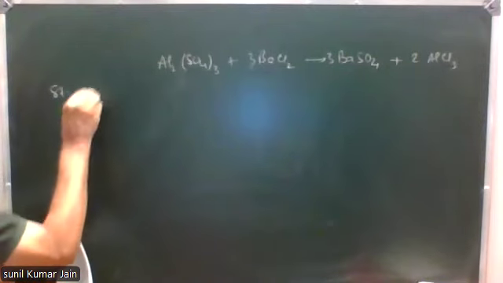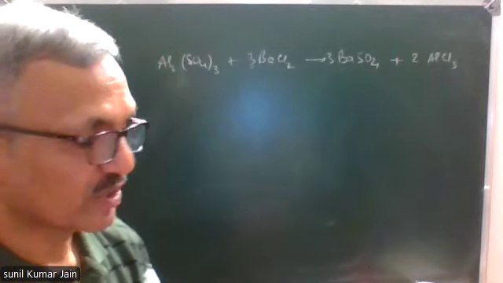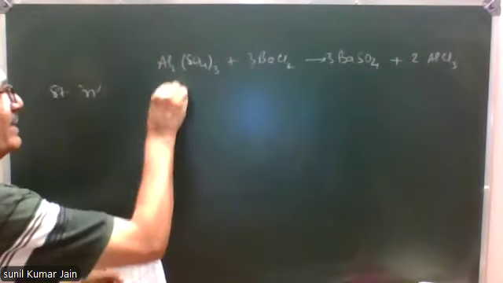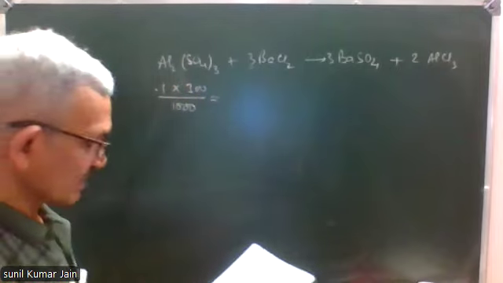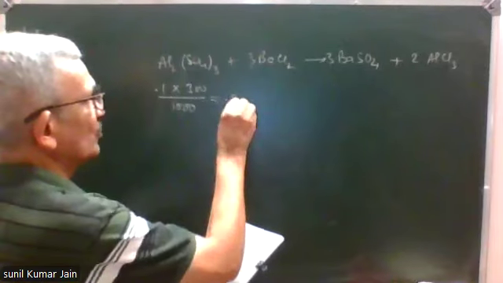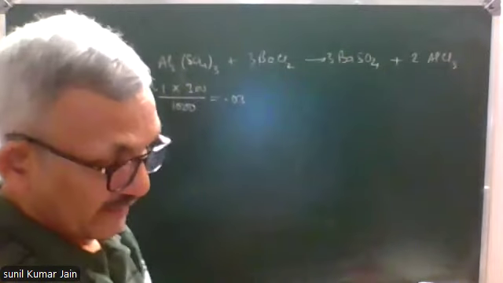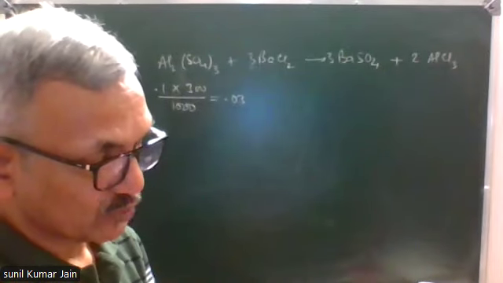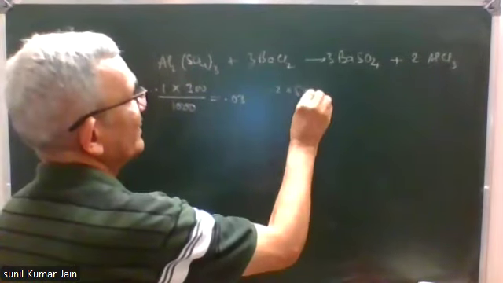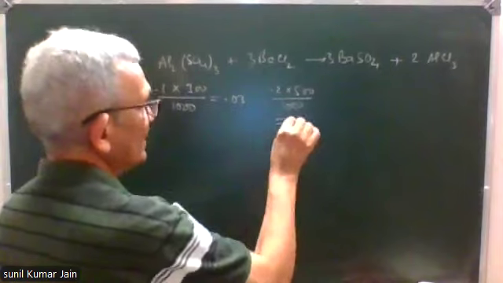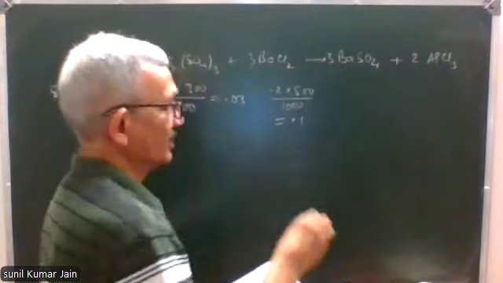Starting moles. 300 cc of 0.1 molar aluminum sulfate. Molarity into volume divided by 1000. This comes out to 0.03 mole. Sorry, 0.03 mole. 500 cc of 0.2 molar barium chloride. 0.2 molar, 500 cc divided by 1000. This comes out to 0.1 mole.